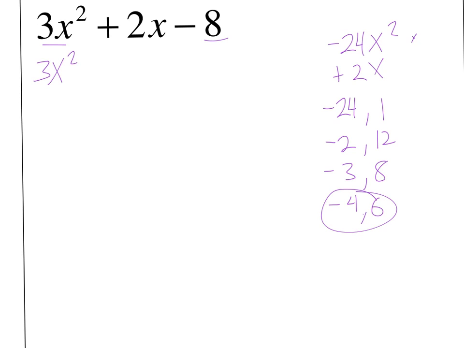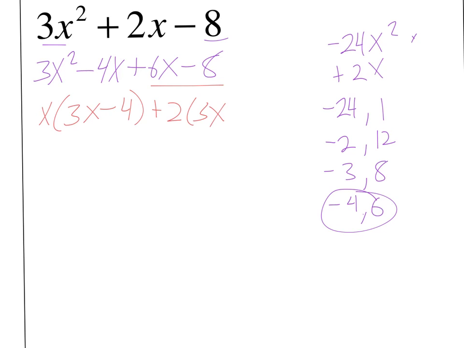3x squared minus 4x plus 6x minus 8. I can take an x out of that, and I've got 3x minus 4. And I can take a 2 out of these two, and I get 2 times 3x minus 4. I notice that I have two terms that have a 3x minus 4. I'm going to factor that out.